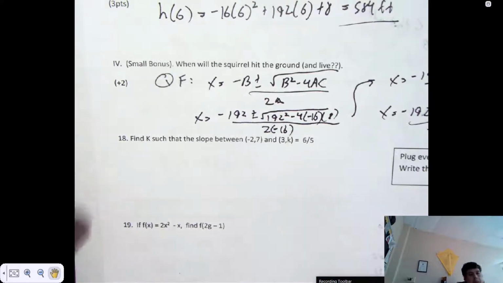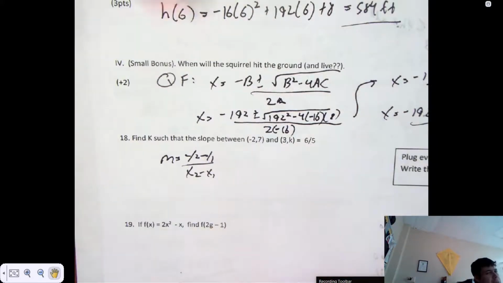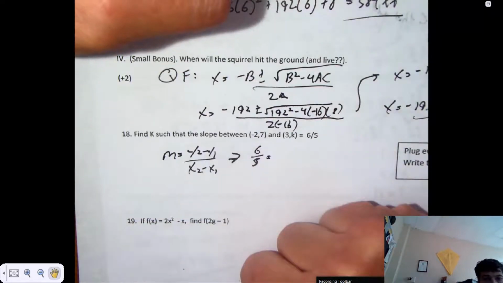All right, 18, find k such that the slope between these 2 points is 6/5. Now, you have a formula for slope. You're supposed to be memorizing this thing. If you're not, you're probably not passing me, because if you can't do slope, what made you think you belonged in Algebra 1? Oh, I said Algebra 1, didn't I? Algebra 2, kids. Get your stuff together, learn your formulas, they'll save your life.